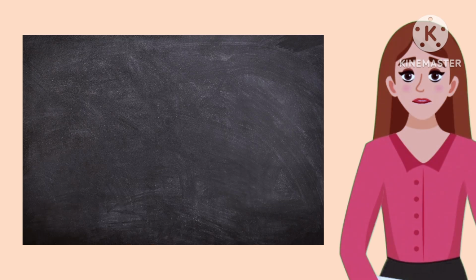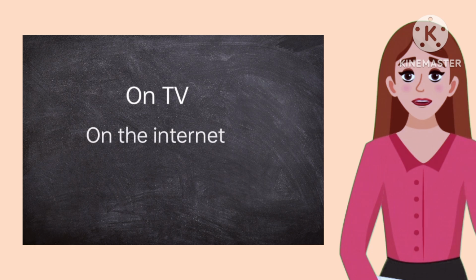See the pattern? Use "on" when something is resting or placed on a surface, but it doesn't have to be physical. Think about phrases like on TV or on the internet. These work the same way.